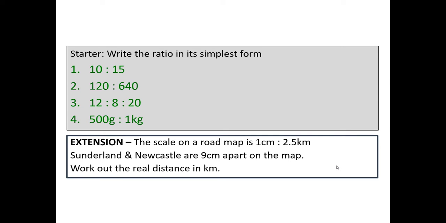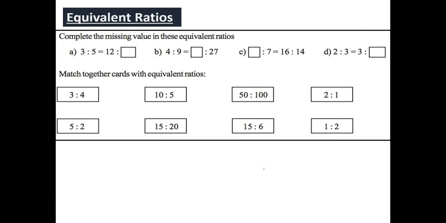Right, so let's go through these answers. For question 1, you would have had 2 to 3 as your simplest form. Question 2, 3 to 16. Question 3, 3 to 2 to 5. And then question 4 would have been 1 to 2. For extension question 1, the equivalent in road distance, the answer would have been 22.5 kilometers.